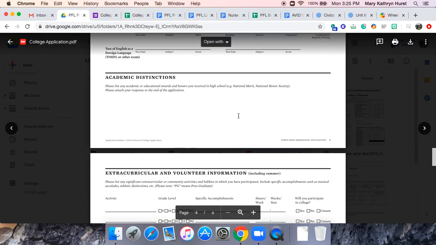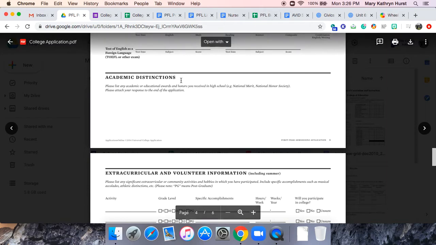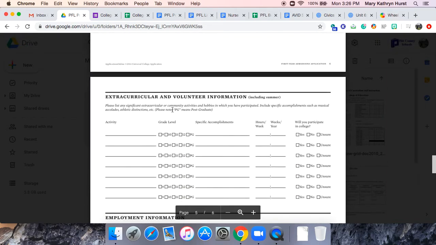Academic distinctions, any awards that you may have received. Are you a National Merit Scholar? Are you in the National Honor Society? Are you a part of the Beta Club, the Key Club, things like that. So this is academic distinctions, not necessarily just extracurriculars.